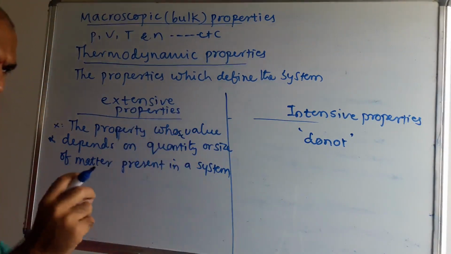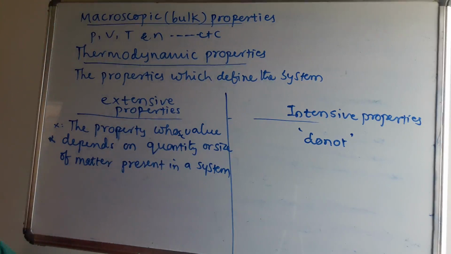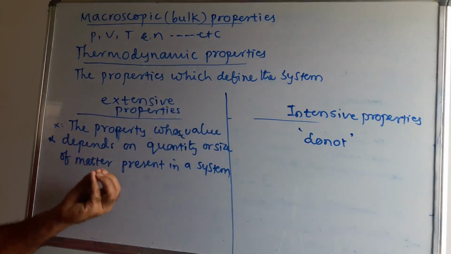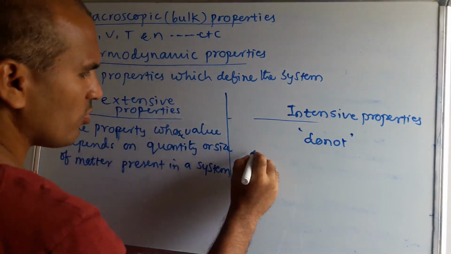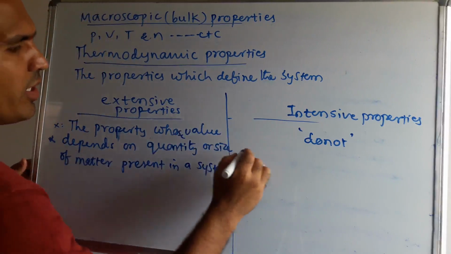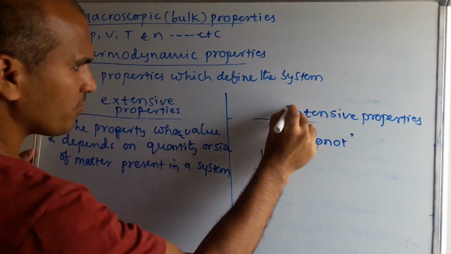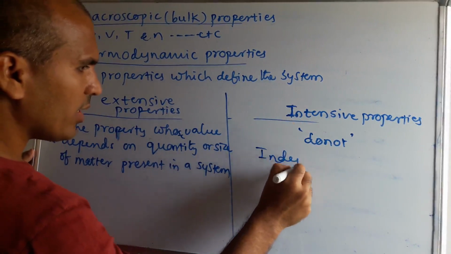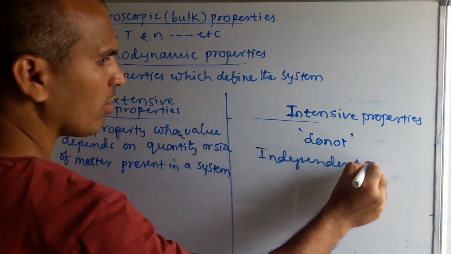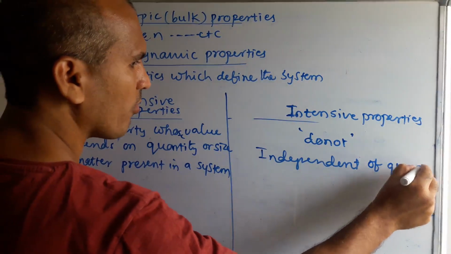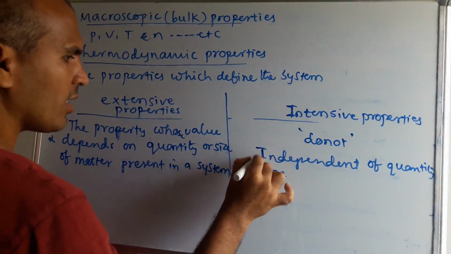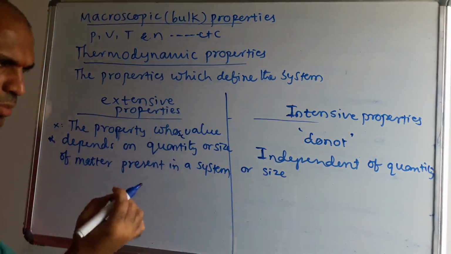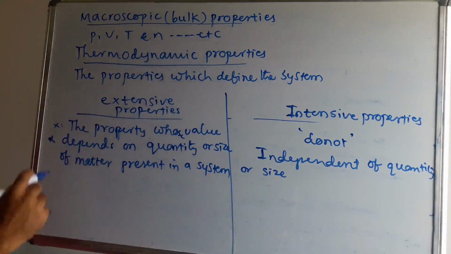So you write the definition. The definition is very important for the board exam level, but at the competitive exam level you have to remember whose value does not depend. So that is intensive. This is the property whose value is independent of quantity or size. So 'I' is there in intensive, and 'I' is there in independent. For remembering purposes: independent means intensive, and depend means extensive property. Okay, very important.